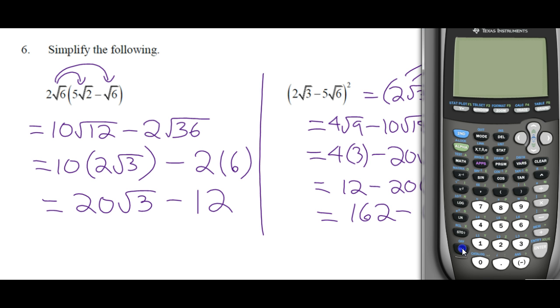Okay, so what am I going to do? I'm going to go bracket 2 root 3. I can just write it beside each other, right? Minus 5 root 6 out of there. Close the bracket and square that, right? Because that's what that is.